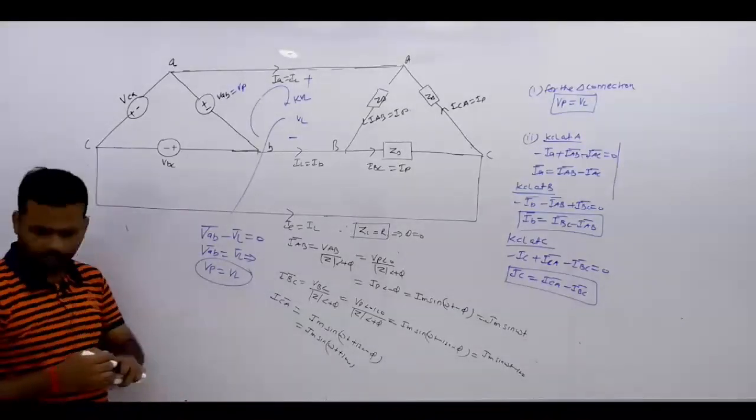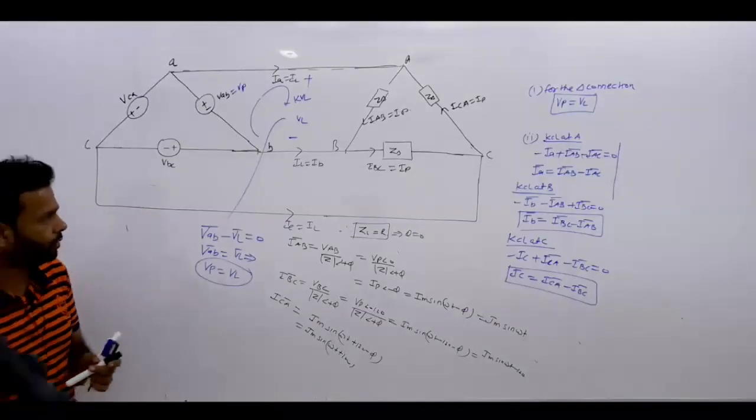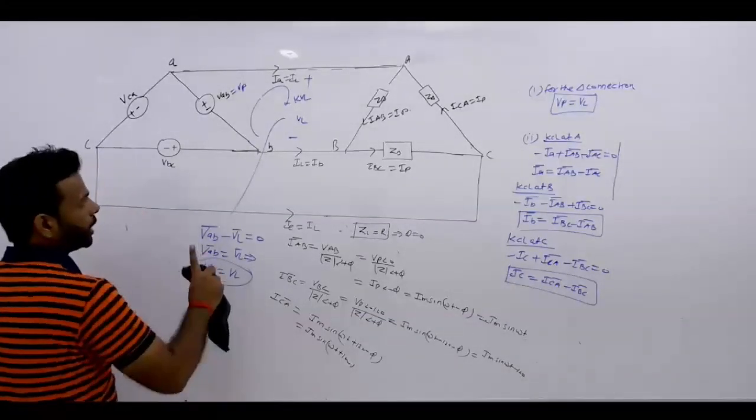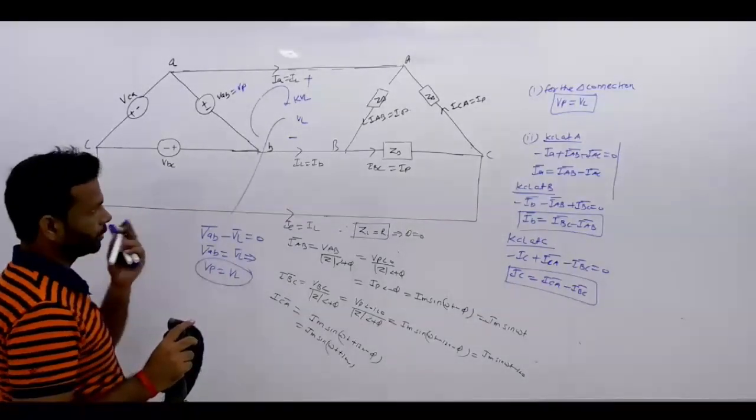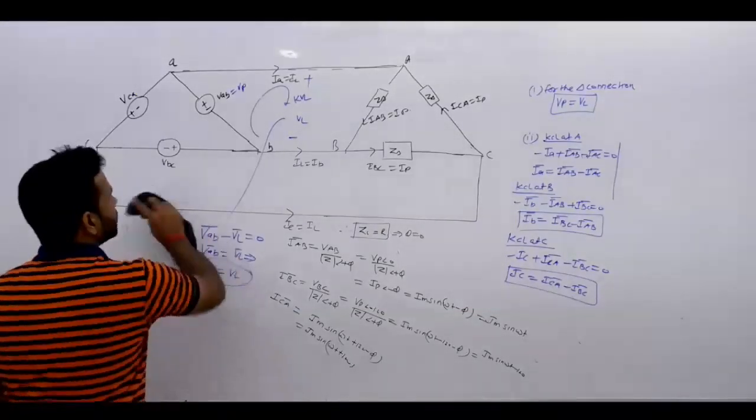Now I just erase this diagram so that we can prove our result. So for the delta connection, line voltage is equal to the phase voltage, and we have to derive our current relation.